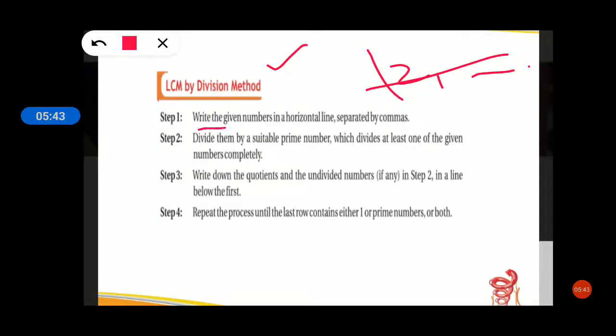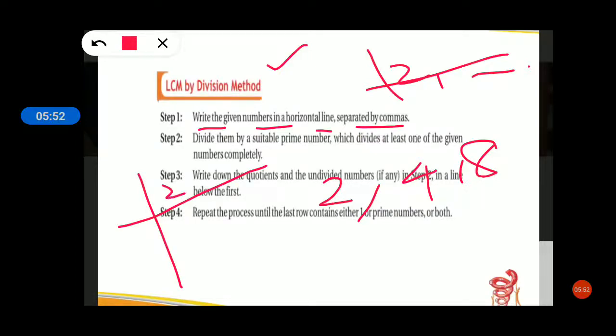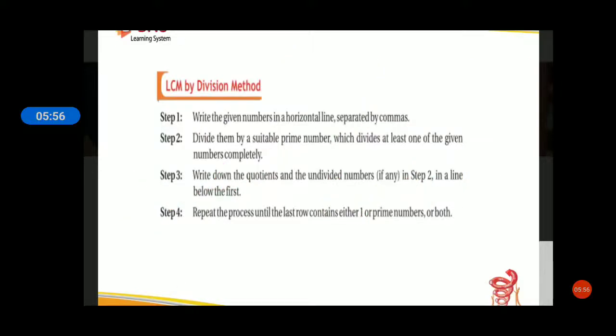See here, write the given numbers in a horizontal line, separated by commas. That is, if I have 2, 4 and 8 as the numbers, I am going to write them in a horizontal line, putting a comma: 2, 4 and 8. Understood, students? Now we will see the next step.